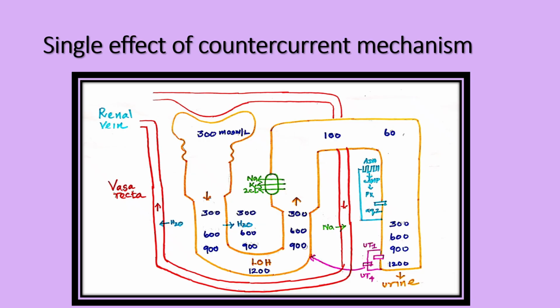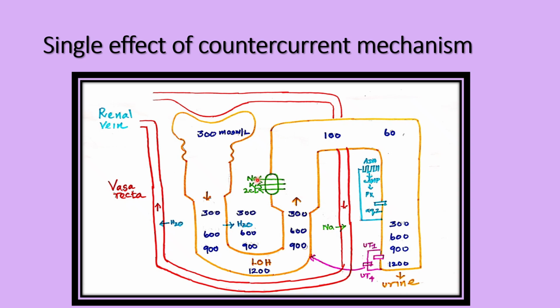In the countercurrent mechanism, the loop of Henle acts as the countercurrent multiplier. The vasa recta acts as the countercurrent exchanger. In the thick ascending limb of the loop of Henle, the sodium potassium chloride co-transporter reabsorbs sodium and chloride along with potassium into the medullary interstitium. This increases the medullary osmotic gradient. So this is called the single effect.